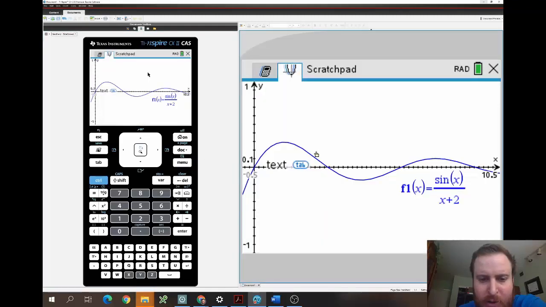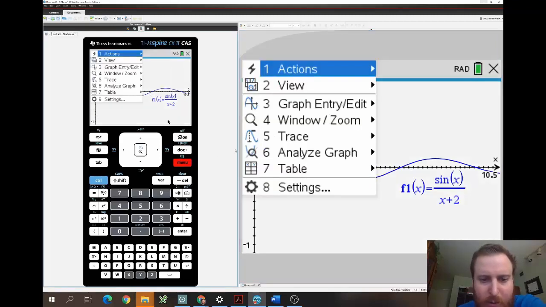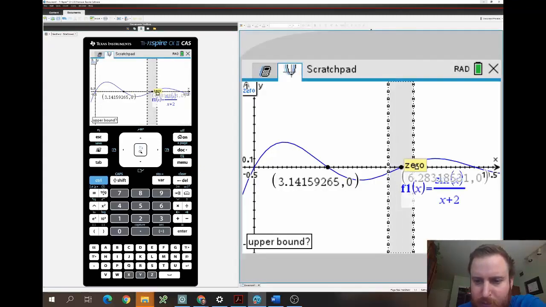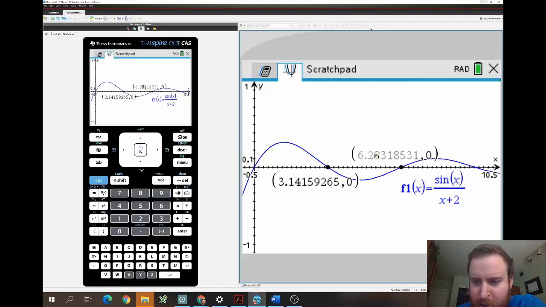So we're going to go to Analyze Graph. We're going to go to 0. We're going to go to the left of the first 0 and to the right of the first 0. 3.14159, that looks like it's pi. Right, then Menu, Analyze Graph, 0. And we have 6.283, that actually looks like it's 2 pi.